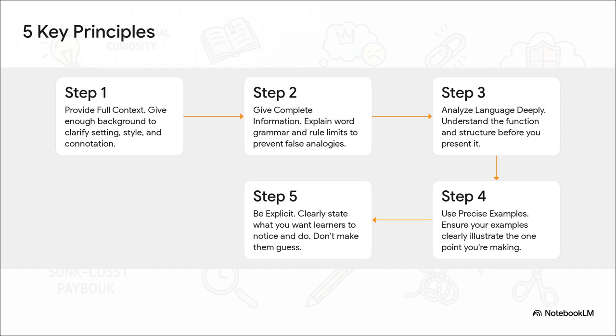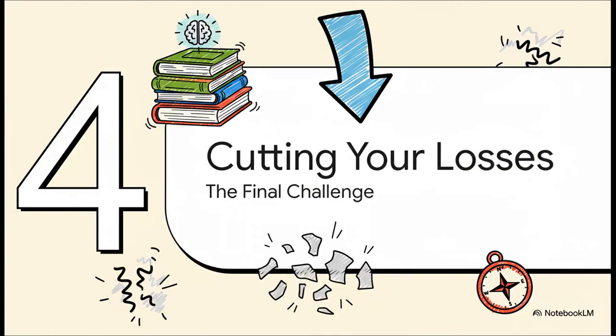Third, and this is a big one, we have to really analyze the language ourselves before we try to teach it. Fourth, use super precise examples that only show the one thing you're trying to teach. And finally, number 5, just be explicit. Tell your students exactly what you want them to notice. Don't make them guess. But prevention is only half the story.